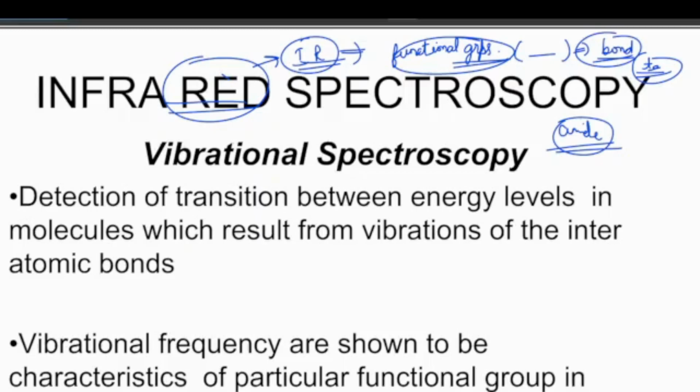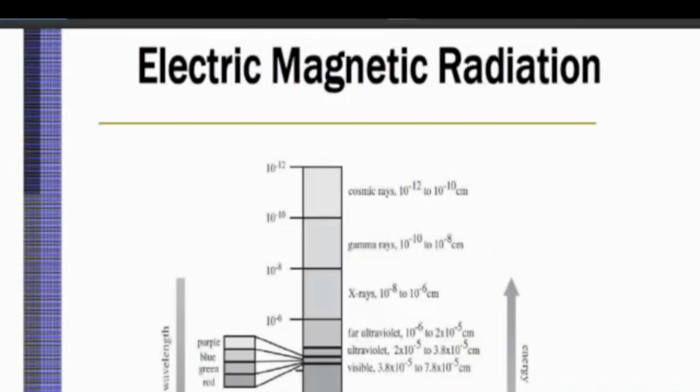So it is the detection of transitions between energy levels in the molecules, which result from vibration of interatomic bonds. So we detect these transitions depending upon their energy levels, and each frequency is shown to be characteristic of a particular functional group, because each individual element has its frequency range or wavelength range for each molecule, and we determine all these things.